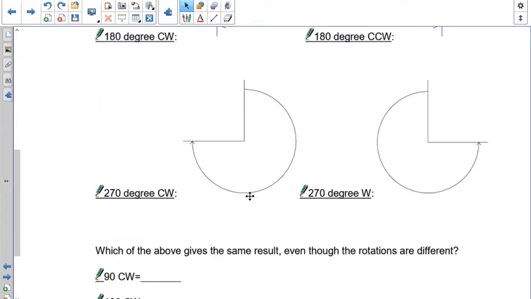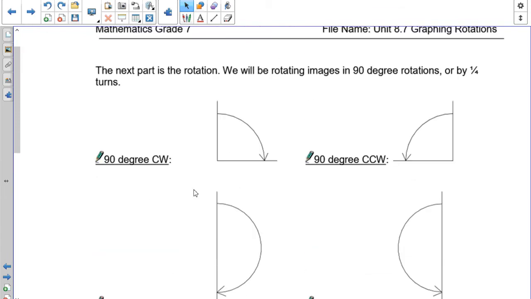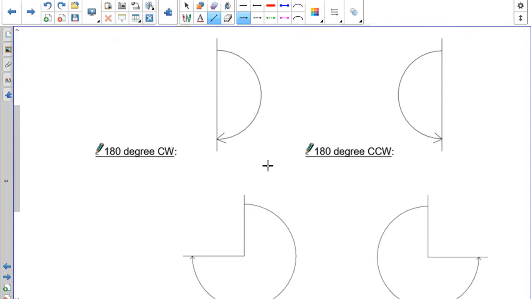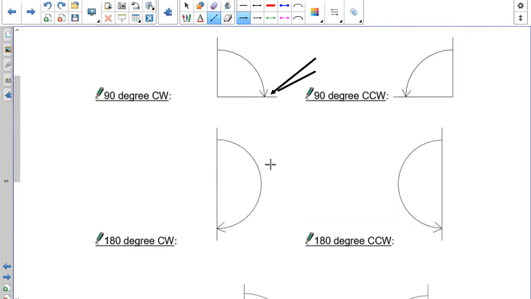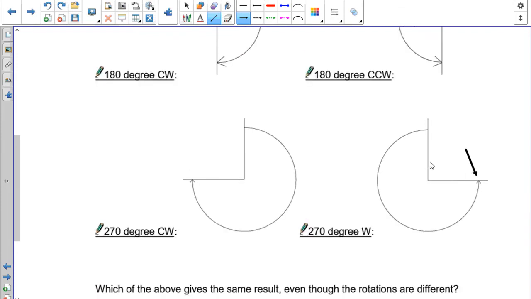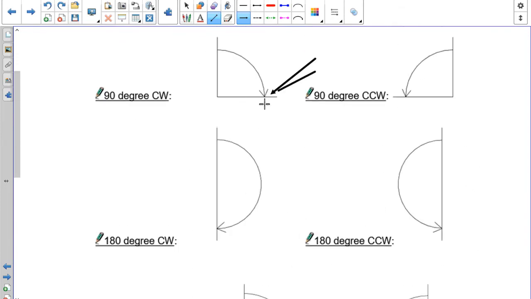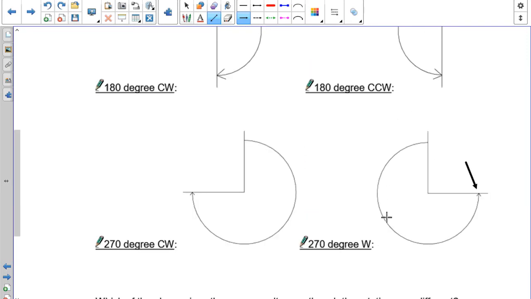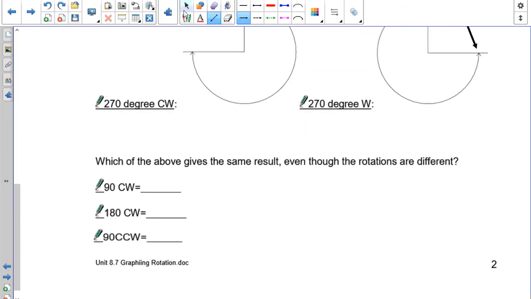Now you'll notice that in terms of where you end up, this one right here, we end up down at this location right here. There's another one down here that ends up in that location too, and that's this one over here. So these two, this one here, 90 degrees clockwise, and 270 counterclockwise, actually end up at the same location. So these two give you the same thing.